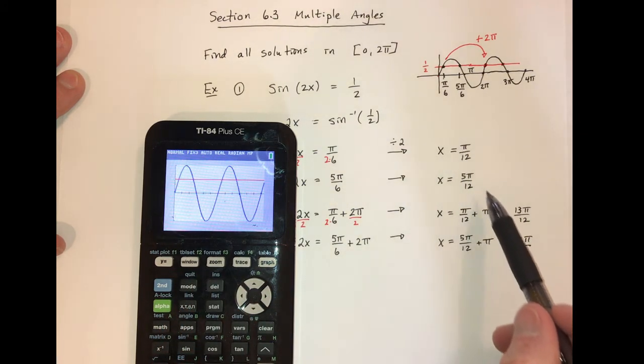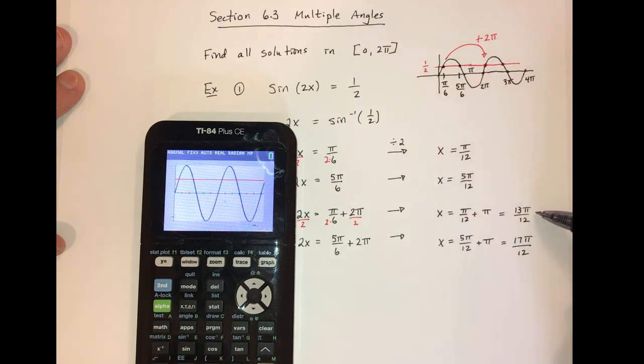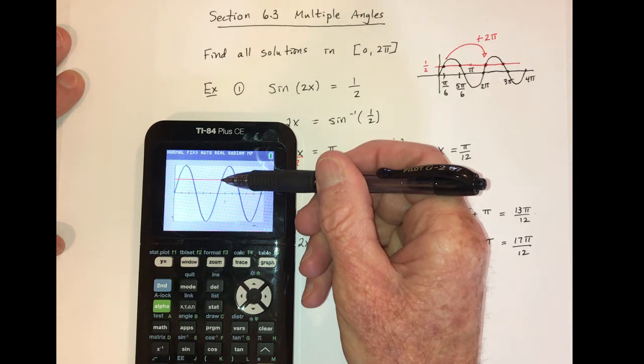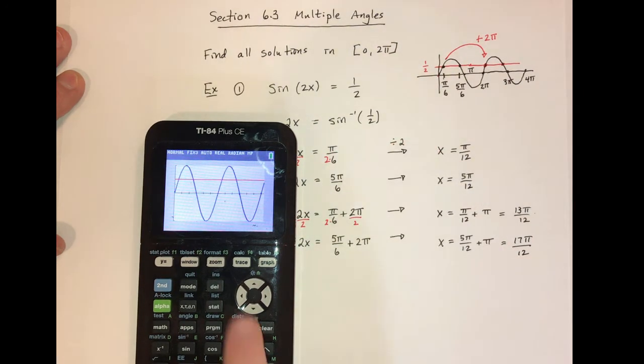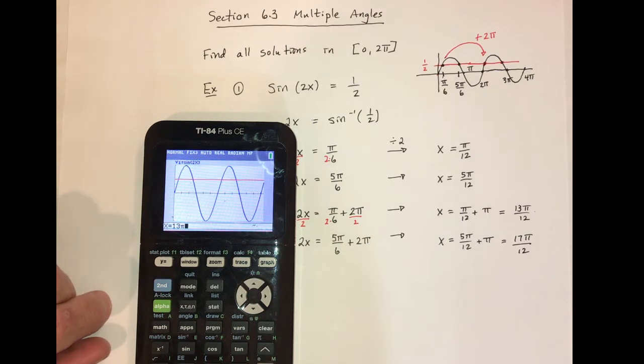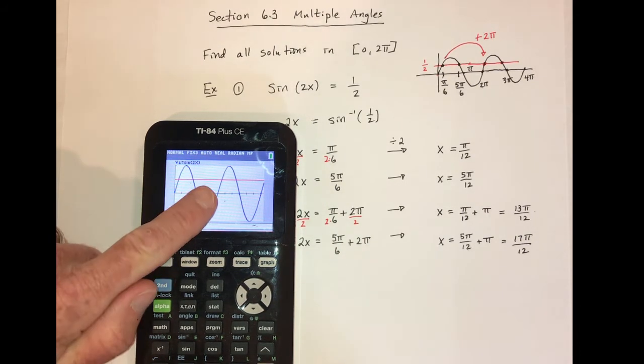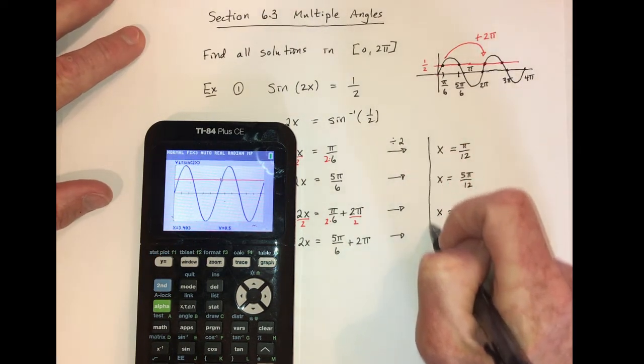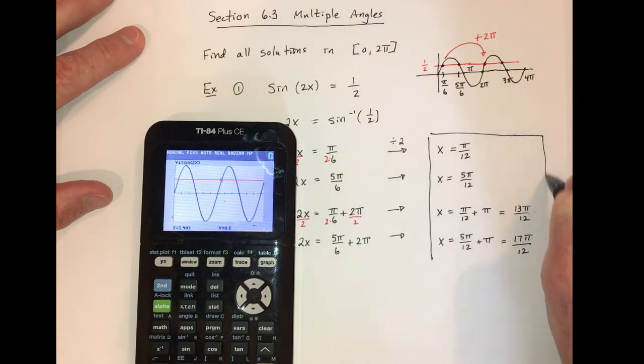So I could check each and every one, or I could randomly pick one like the third one, and that should be this third answer right there. So then trace 13 pi divided by 12 should be right there. Yes. So now I feel confident in my answers.